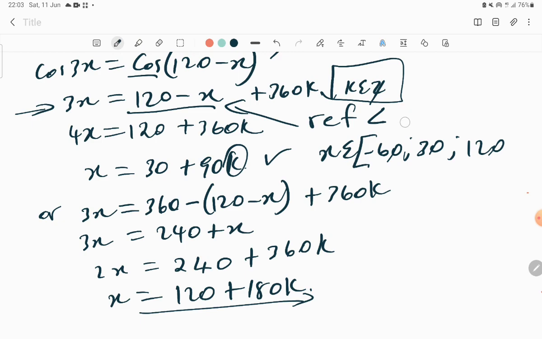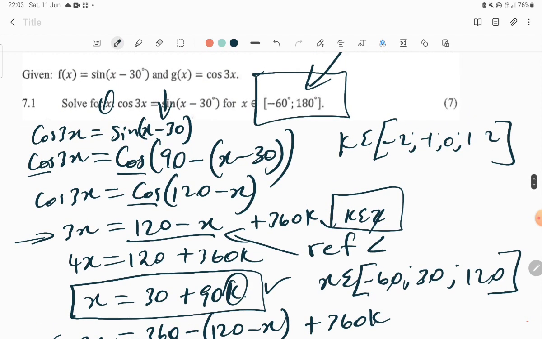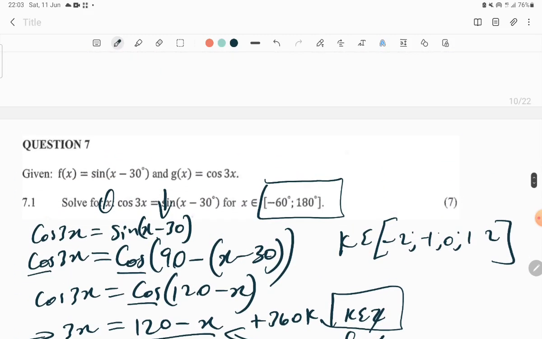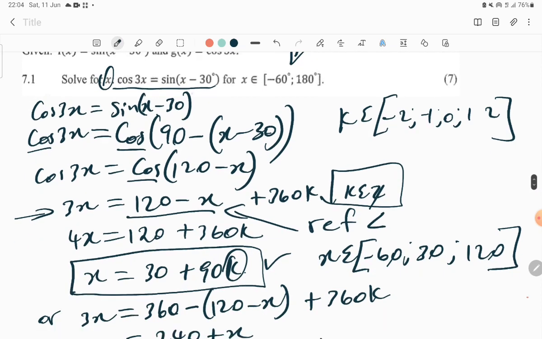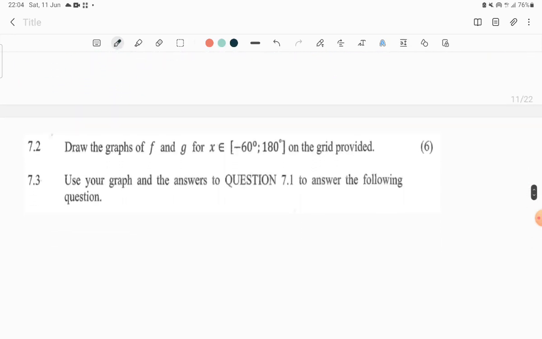So which means you can see that it's only this general solution that helped us to find these three values of x in this interval, because other values are beyond it. Not that they don't give us the correct answer, but they are giving us correct answers that are beyond the given interval. That is why we do not consider them, because we are being guided by the interval.